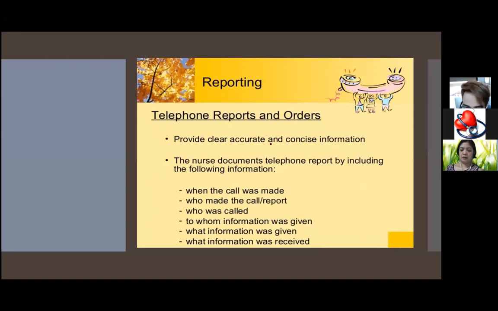So provide clear, accurate, and concise information. Usually when we have a telephone report, you have a second person to validate the order given to you, to be sure you got the right information. The nurse documents the telephone report by including the following information: when the call was made, who called, who was spoken to, what information was given, and what information was received. Then it will be validated by a second person or the second nurse.